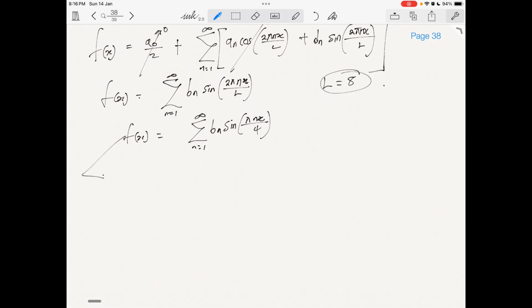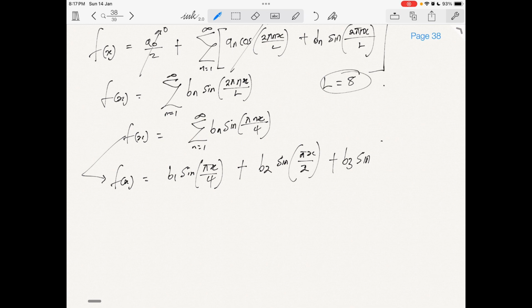So using this further, we have that f of x is equal to b1, so that means we are taking n is equal to 1, sine pi x over 4 because n is 1, plus b2 multiplied by sine pi x over 2 because n is equal to 2, plus b3 multiplied by sine when n is 3, we have 3 pi x over 4, plus when n is 4, that's b4, and we have sine pi x, plus dot dot dot.